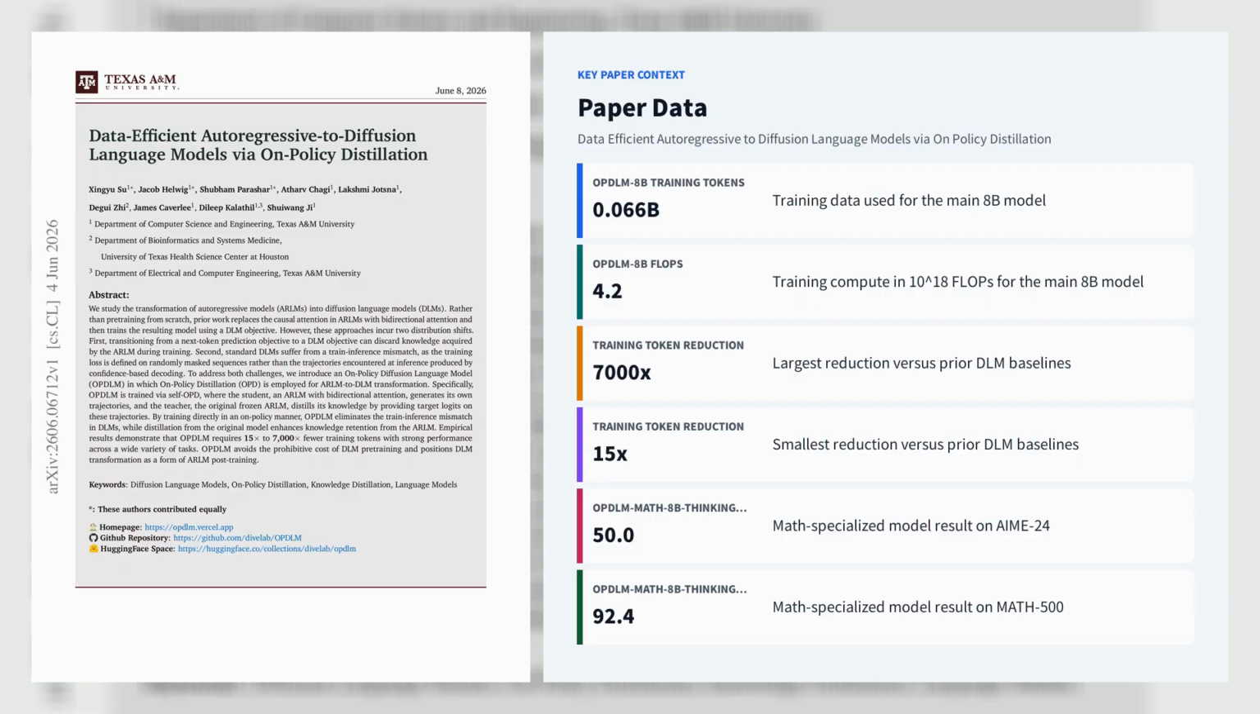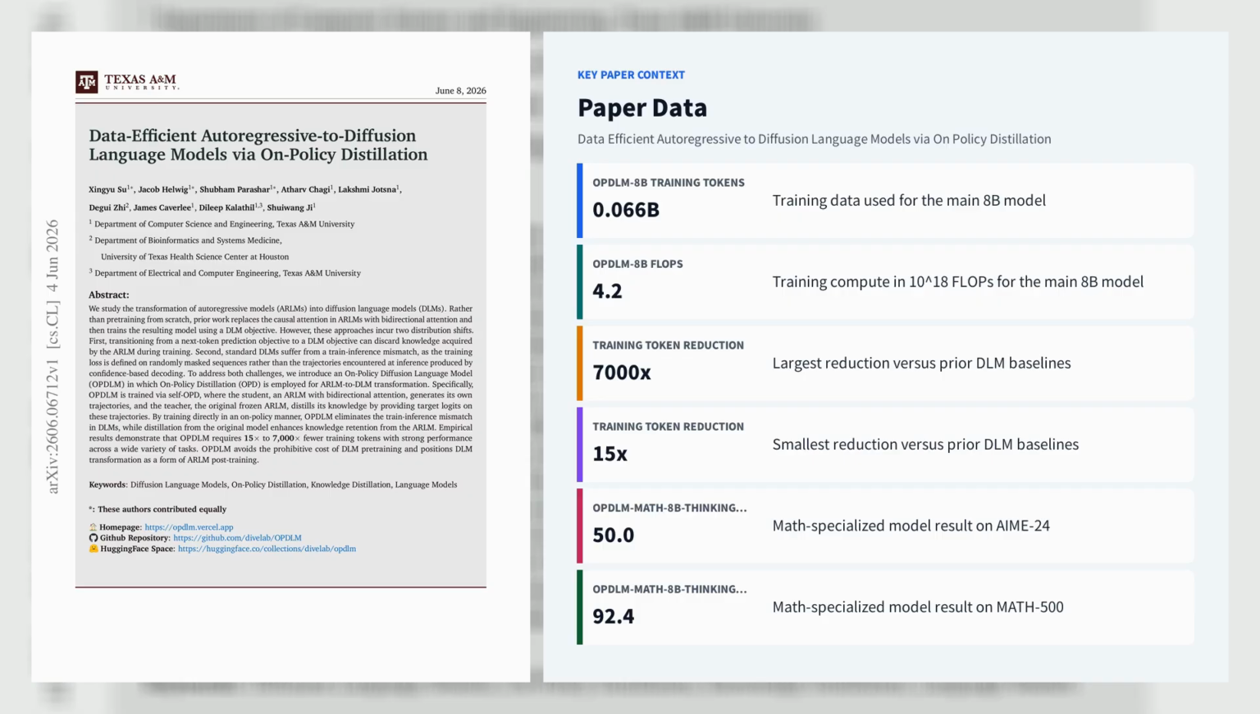On the main 8B setting, OPDLM trains with only 0.66B tokens and 4.2 times 10^18 FLOPs, yet remains competitive on benchmarks such as MMLU, GPQA Diamond, AIME 2024, and LiveCodeBench, while the full comparison set shows 15 times to 7,000 times fewer training tokens than established DLM baselines like SDAR, Dream, LLaDA, and Fast-dLLM v2.